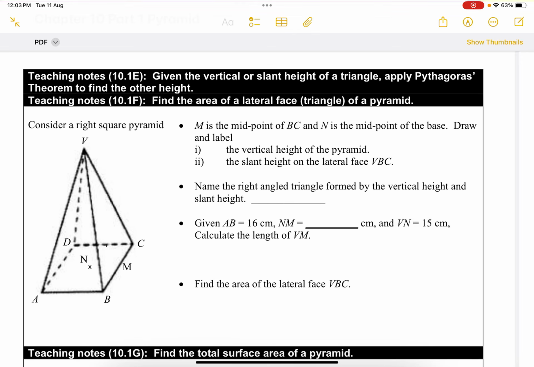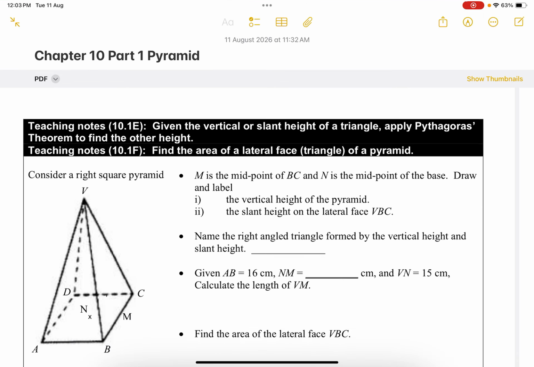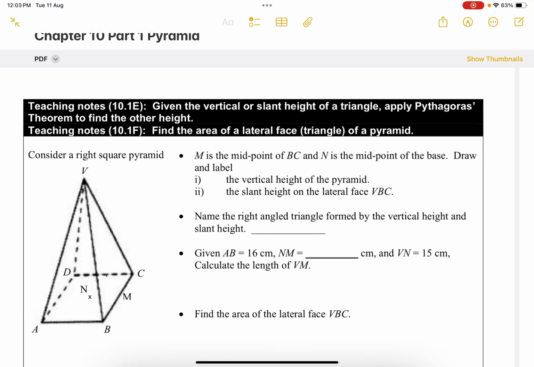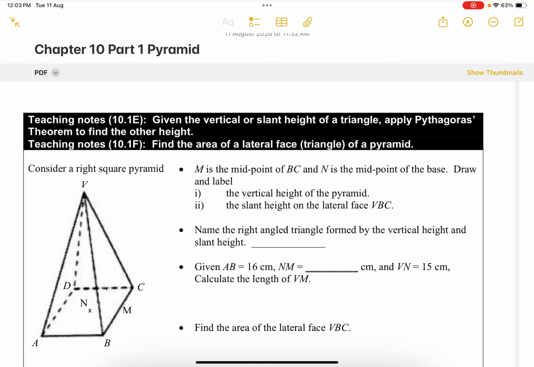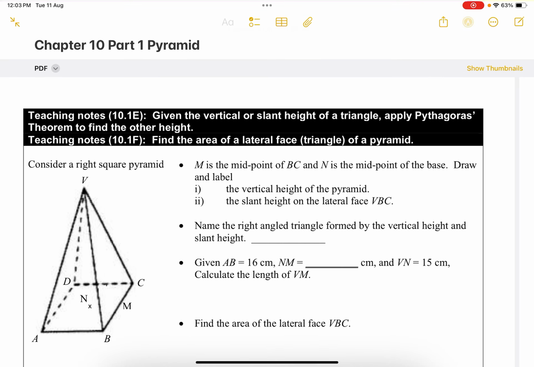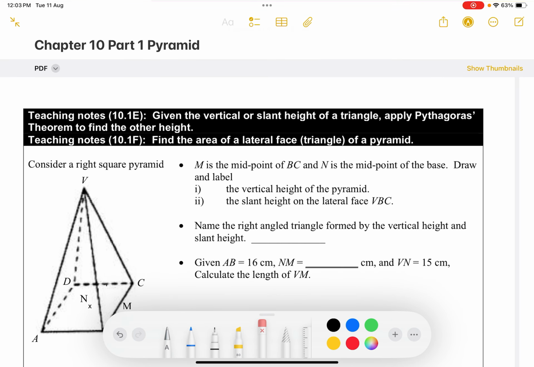Right, let's take a look at our page 5 after you have watched the video from the QR code. So now we are considering a right square pyramid. The word right over here refers to our base of the pyramid. So this right square over here tells us that this portion is a square.